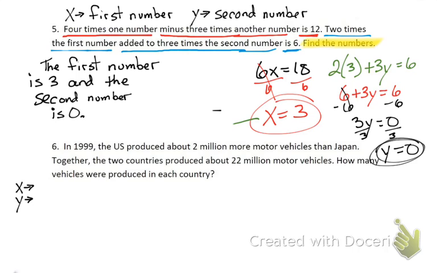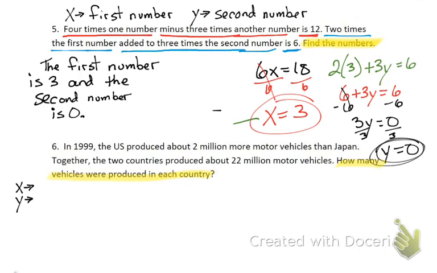In 1999, the U.S. produced about 2 million more motor vehicles than Japan. Together, the two countries produced about 22 million motor vehicles. How many vehicles were produced in each country? So, again, that last sentence a lot of times is going to tell you what your variables are going to be, because it's asking you what you don't know. How many vehicles were produced in each country?